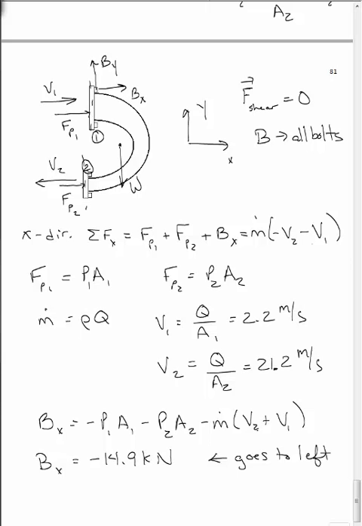Okay, in the y direction then, the only thing we've got in the y direction is By and W. There's no velocities going that way, no pressures going that way, so By is just going to equal our weight. So the weight's going down, the bolts have to hold it up. And that weight equals water plus elbow.